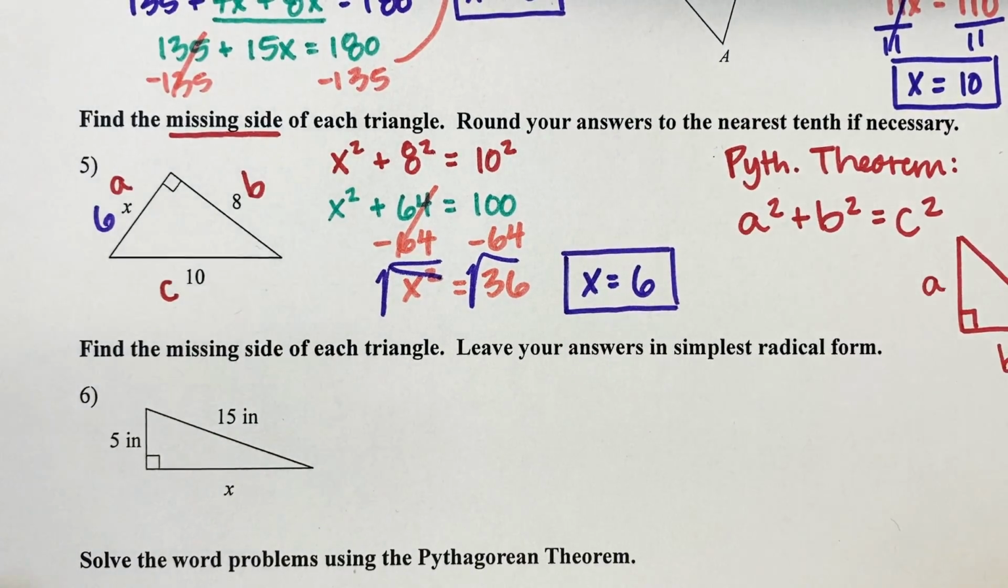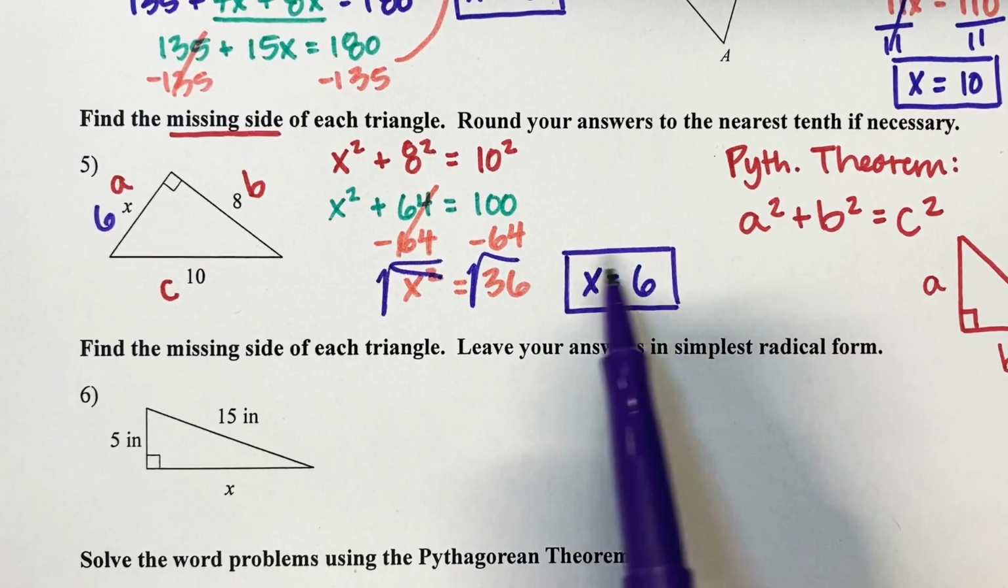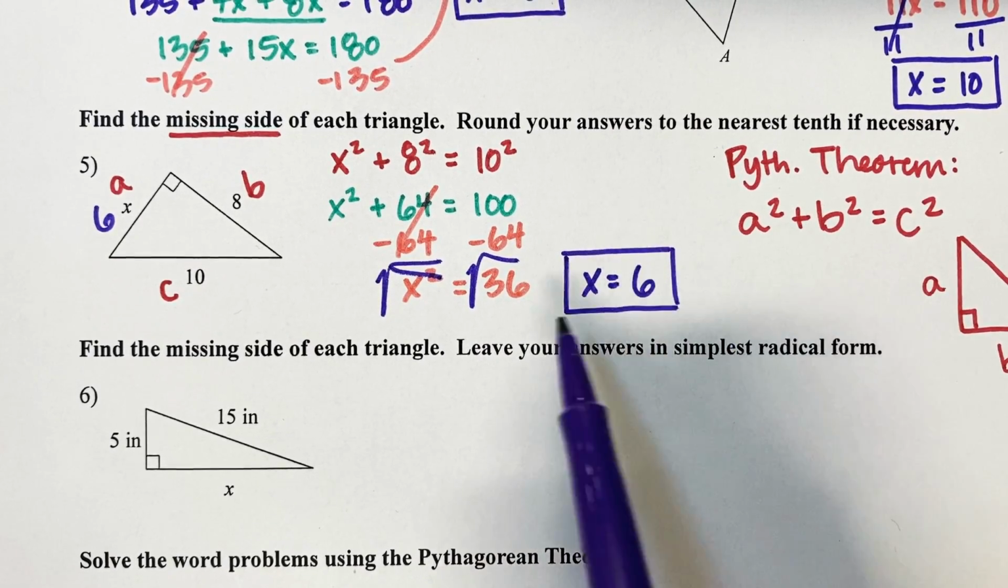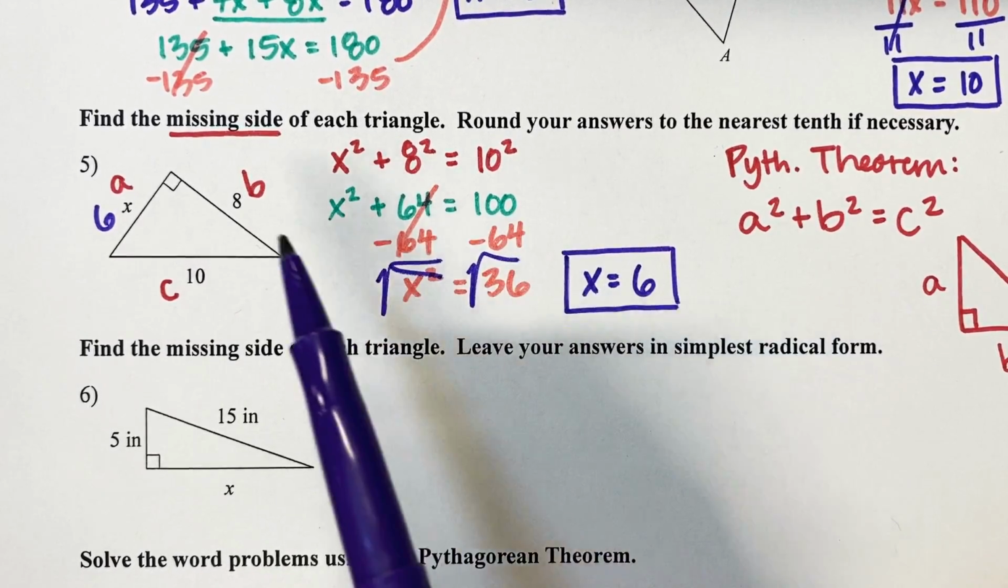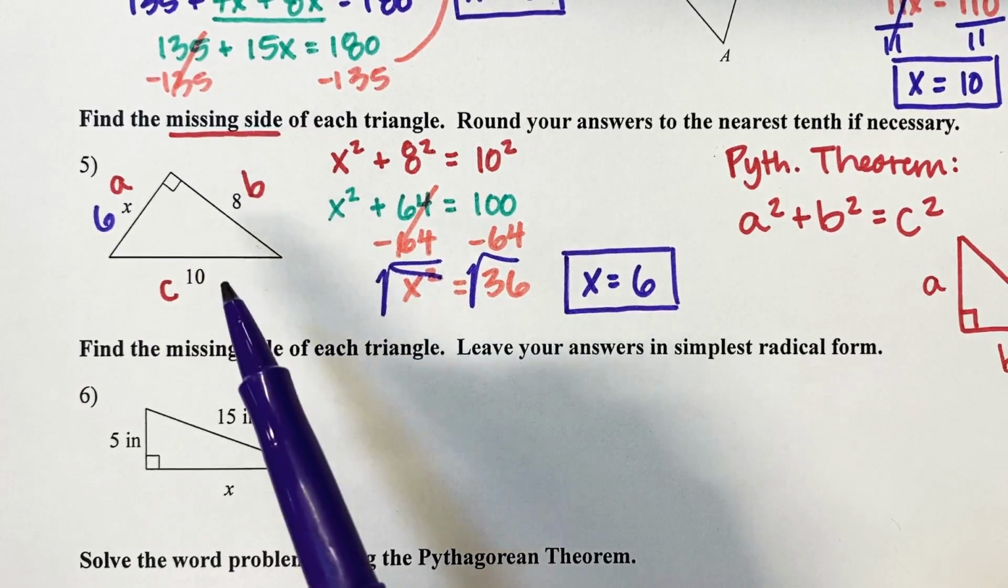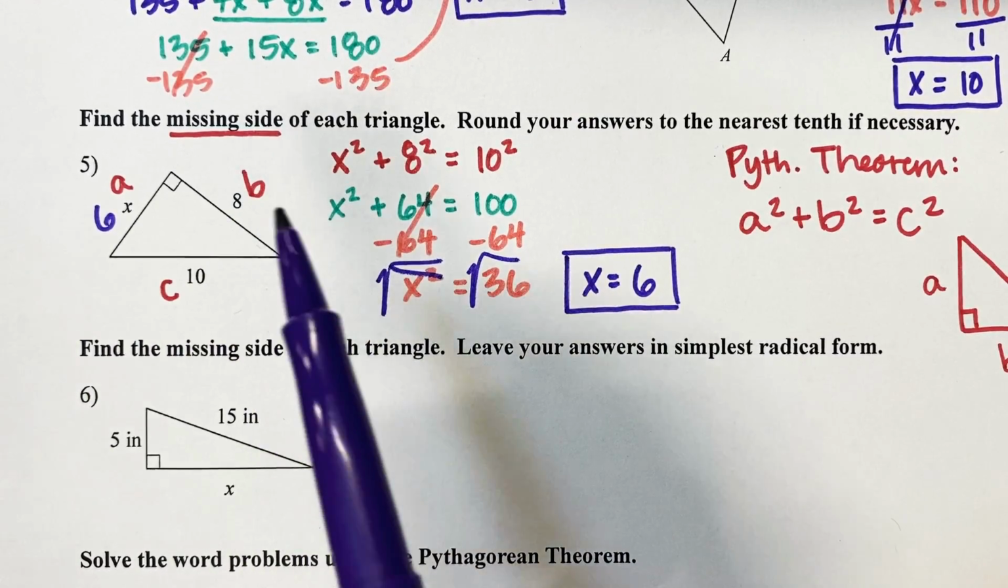And there we go. Remember, when we get a nice pretty number like that, no decimals, no radicals, that means this is a Pythagorean triple. 6, 8, 10 is a Pythagorean triple. They're all nice pretty numbers.